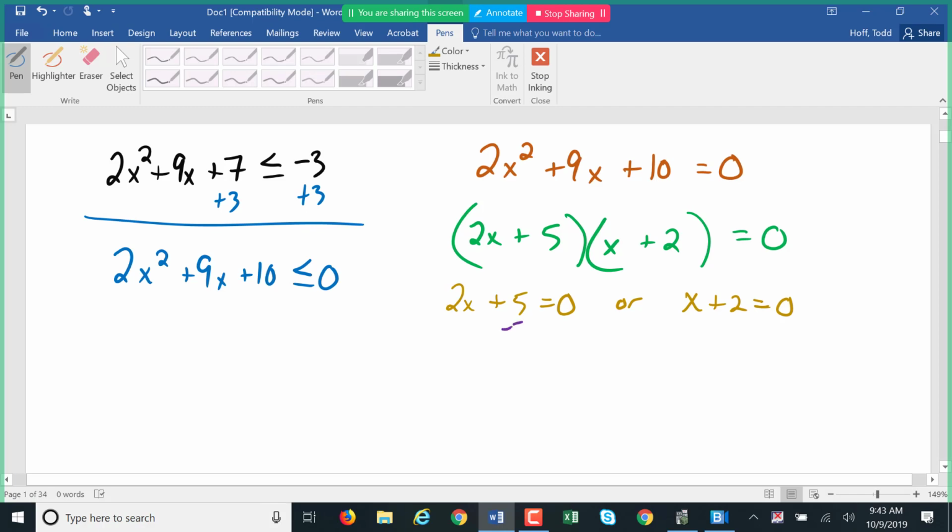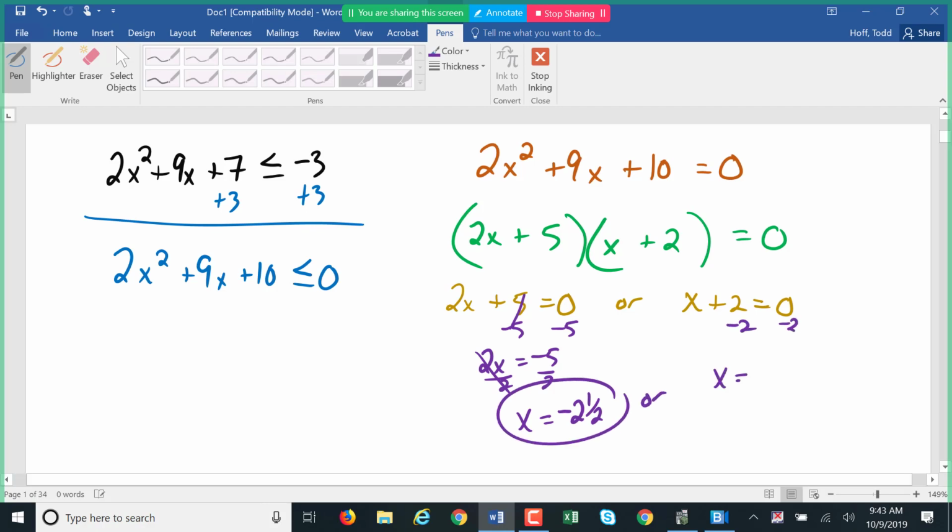Solving each of those, here we would subtract 5. 2x equals negative 5, or divide by 2. Got x equals negative 2 1/2. Or over here, you subtract 2, x equals negative 2.